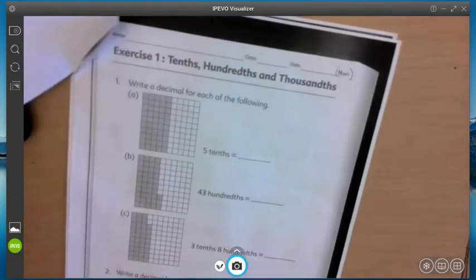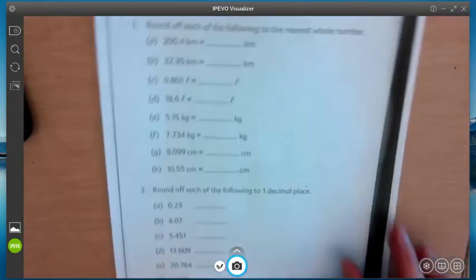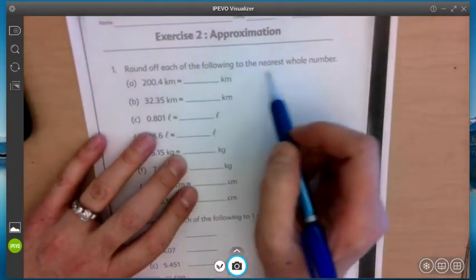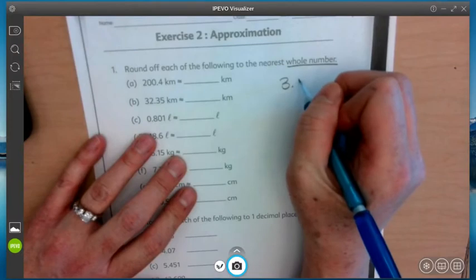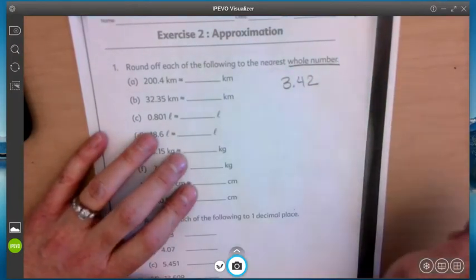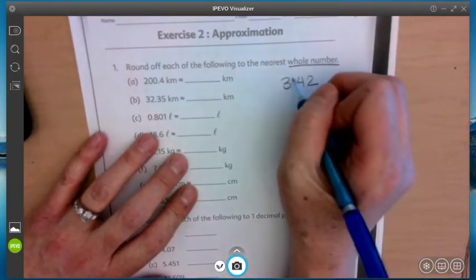So that was yesterday's homework for those who needed a little refresher on it. And then here is tonight's homework. It says round each of the following to the nearest whole number. So you're going to think of like this right here, $3.42. We don't want any cents. We don't want any coin. We just want the nearest dollar.